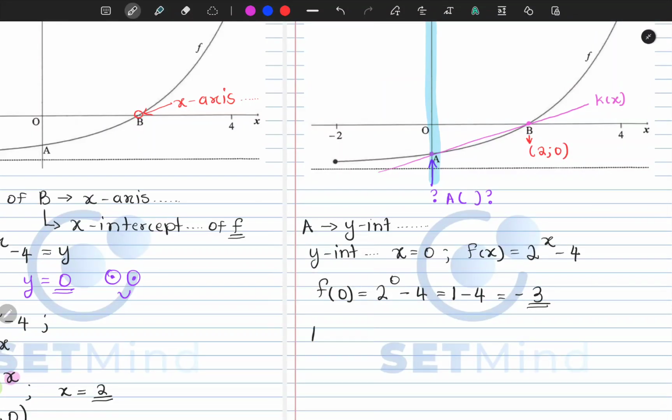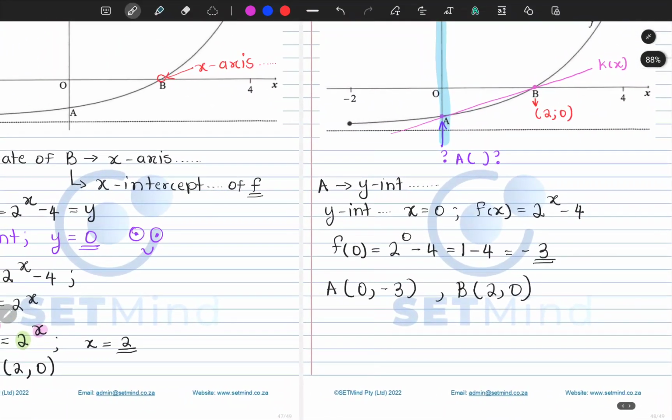So what does this mean? It means that our a will simply have a value of 0 for x and negative 3 for y. And our b, remember, we found as 2 and 0. So we can now find the gradient of that line. For gradient, we remember that it's change in y divided by change in x. What does that mean? It means we can do the y of b minus the y of a, divided by the x of b minus the x of a. That is how we are going to find our gradient.